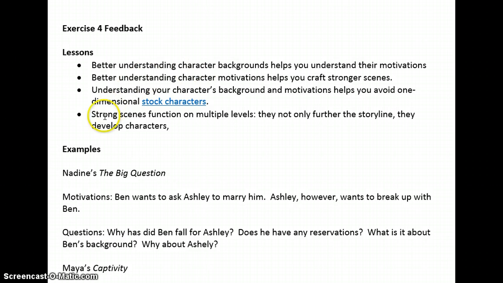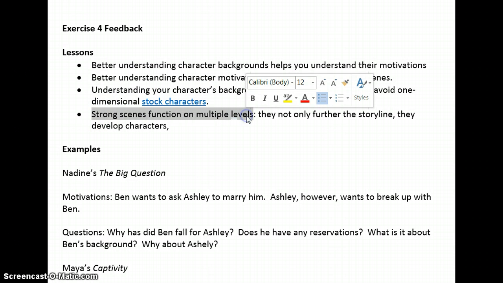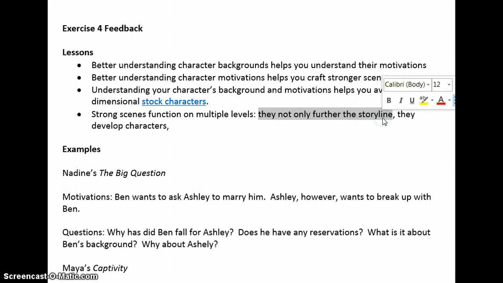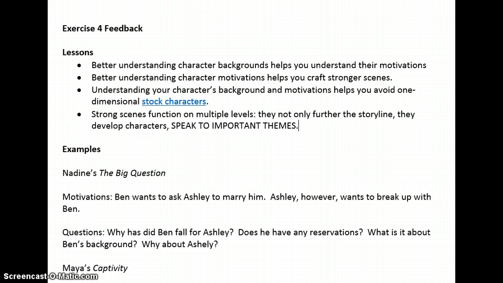Strong scenes function on multiple levels. So for a scene in your story, ask what is it doing for your story. Obviously, you have to have some scenes to move along your storyline, but they can do more than that. They can also develop your characters, and they can also speak to important themes in your story. What is your screenplay fundamentally about? What is it you are fundamentally trying to do? And then think through how each scene in your screenplay helps you achieve that goal.